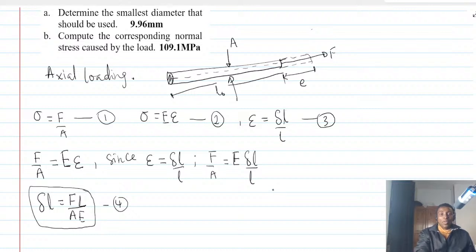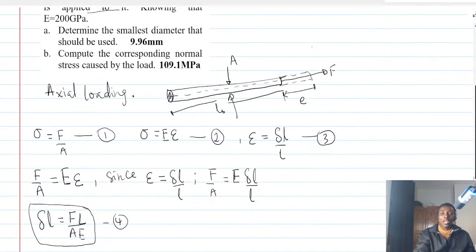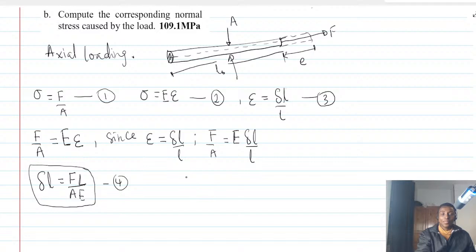So now let's solve the question. Coming back to the question, this question is saying that the steel rod is 2.2 meters. So in terms of millimeters, it's going to be what? So the actual length L is what?